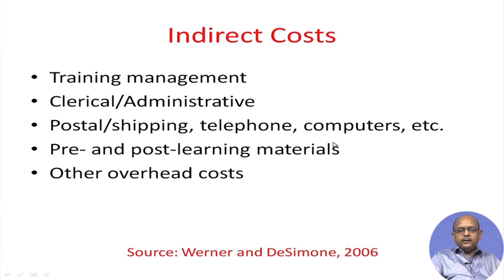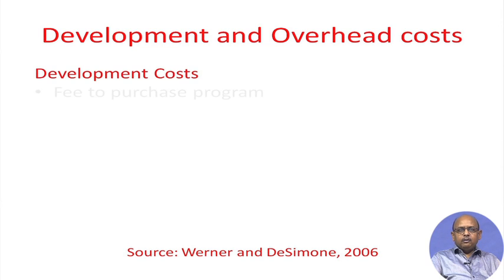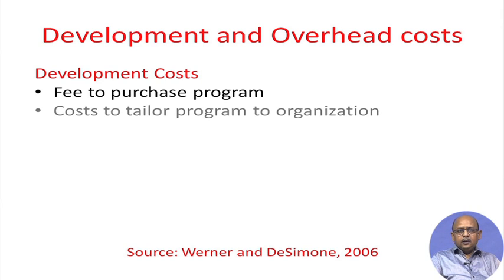So, there could be certain overhead costs which are not known immediately, or what you call miscellaneous costs, that are to be identified, like development and overhead costs. Development and overhead costs are very important, because you have to see what the various development costs are, how much you have paid to get the program, and whether you have paid to have it tailor made depending upon the requirements of your organization or not.